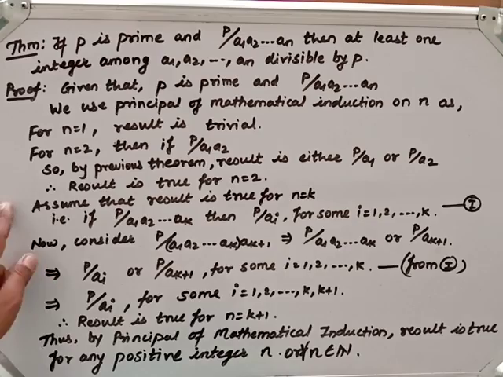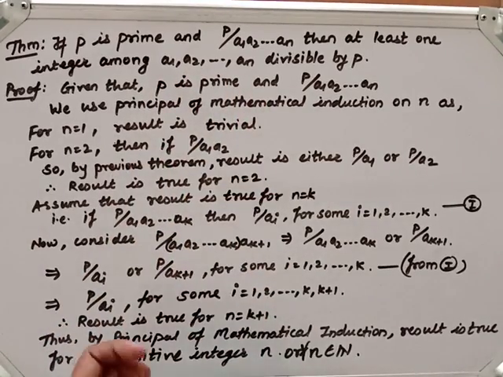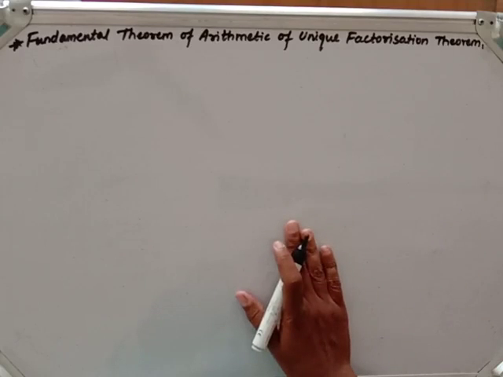Now in the previous theorem we have proved the same one for 2 integers. Now here we have proved it for n integers using the principle of mathematical induction. Now the next part is a very important theorem. That one we already used many times in school also, but here we will prove it in terms of notation. That is the fundamental theorem of arithmetic or unique factorization theorem.